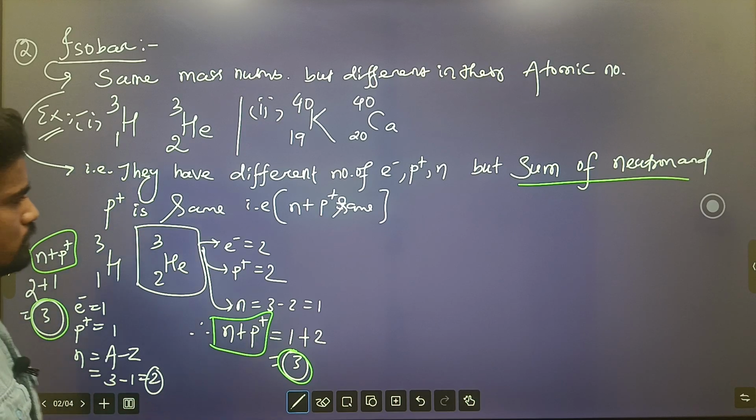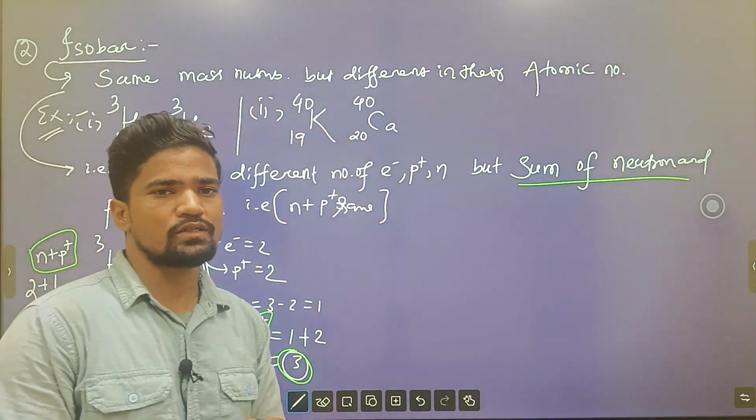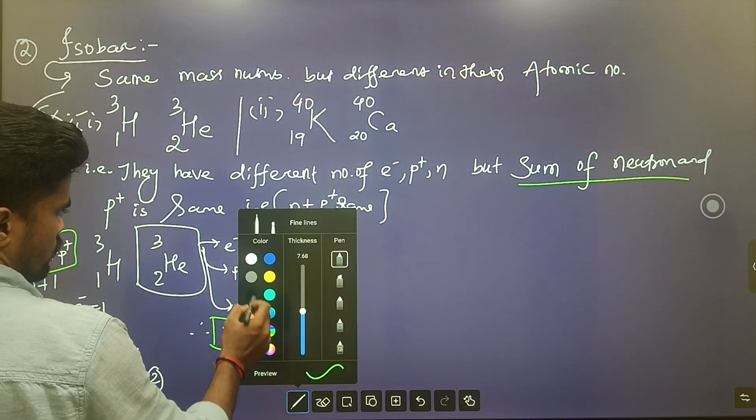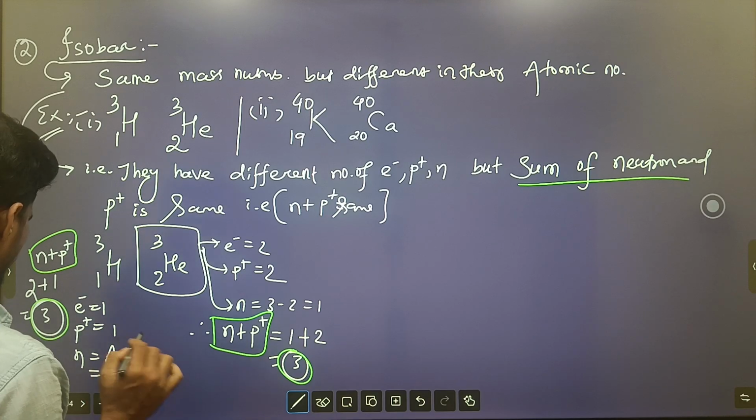Now you can check yourself in this case, potassium and calcium. Hope it is clear to everyone. Okay, so what is the next? Isotope, isomer.